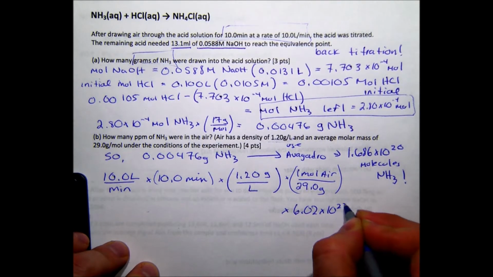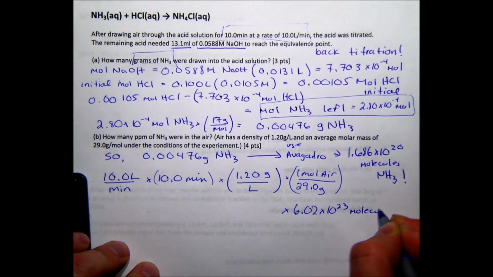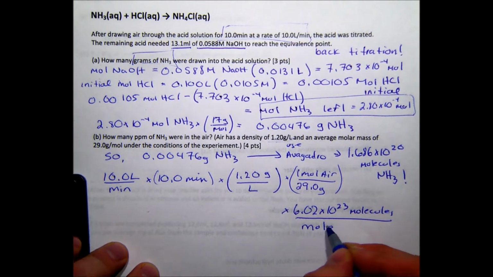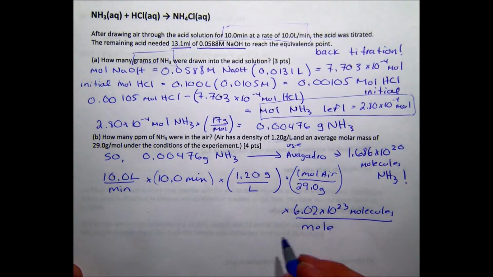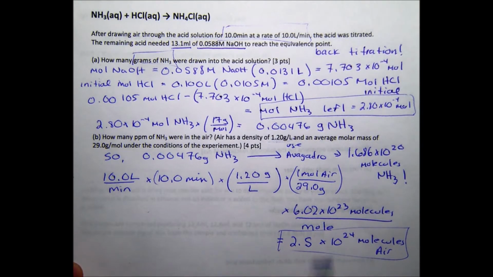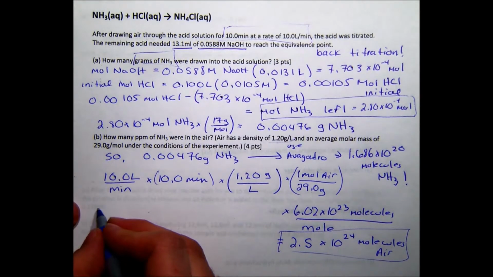We end up with 6.02 times 10 to the 23 molecules. So we're going to turn the number of moles of air into the number of molecules of air. We're just going to do it all in one step. Firing it into the calculator, we end up with 2.5 times 10 to the 24 molecules of air is the estimation at 10 liters a minute times 10 minutes.